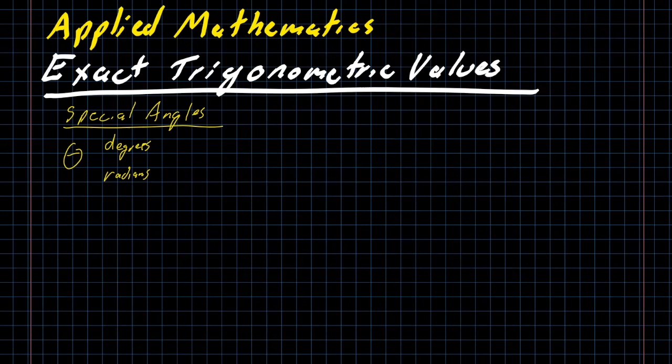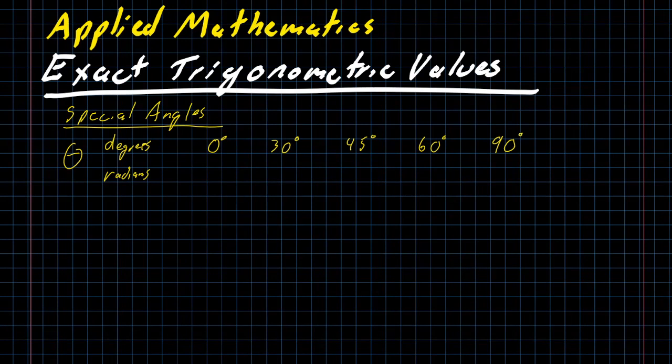So there are a couple of angles that are called the special angles, and I'm going to give you the special angles in both degrees and in radians. 0 degrees, 30 degrees, 45 degrees, 60 degrees, and 90 degrees. It's every 15 degrees, really.